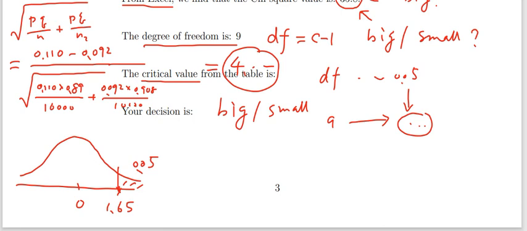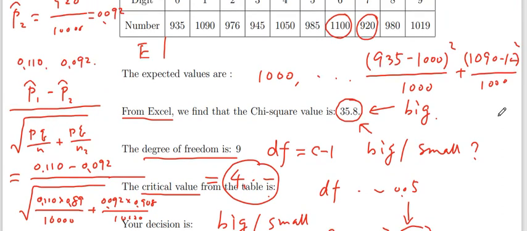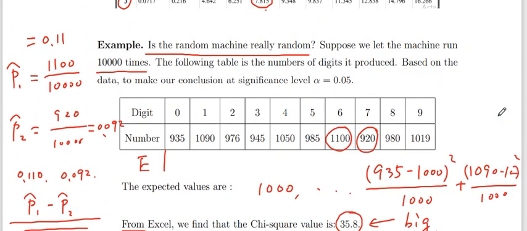Okay. So judged by 1.65, we can say the 4 point something is a big number, right? Then our decision is that the two percentages differ very much. So this machine is not so good.